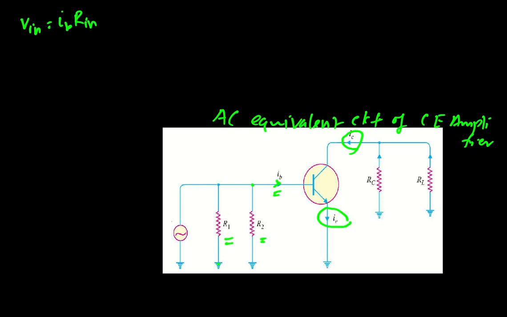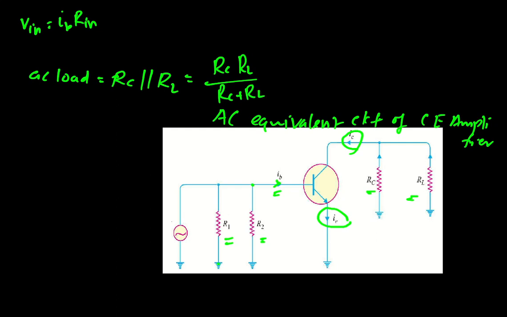The output resistance we call the AC load. Similar to the case of a DC load, we have an AC load here, and we can see that the AC load is the parallel combination of RC and RL. So the AC load is given by RC parallel to RL, that means it is equal to RC into RL divided by RC plus RL. This is the AC load of the AC equivalent circuit of a common emitter transistor amplifier.